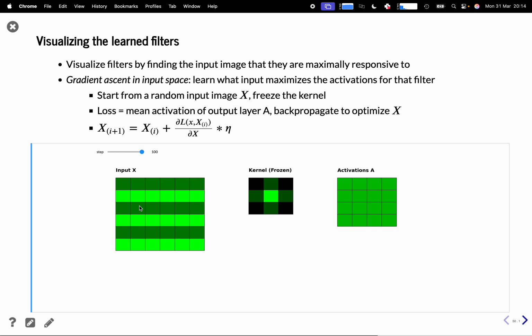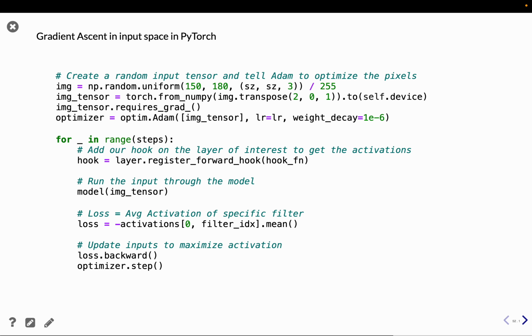Okay. Good. And we call this a gradient ascent in input space. So basically, we're doing gradient optimization. Normally we try to minimize the loss. In this case, we want to maximize activation. So instead of gradient descent, it's gradient ascent, and it's not gradient ascent in weight space, but gradient ascent in input space, in the input pixel values of the input image. Right, so now that we know the theory behind it, let's see how we can implement this exactly in PyTorch.